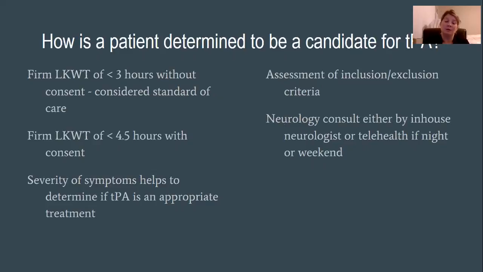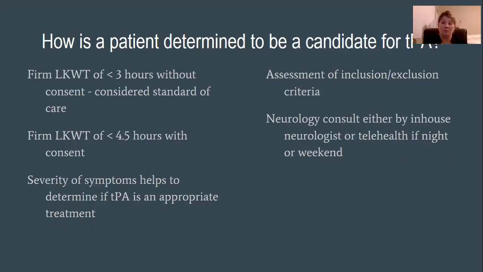Other things that need to be determined are the severity of symptoms to determine if TPA is an appropriate treatment, and that is determined based on an NIH stroke scale. Also, assessment of inclusion and exclusion criteria. There's a long list of exclusion criteria that has to be evaluated for each individual patient. For example, if a patient has metastatic cancer, then that excludes them from TPA administration. If the patient has received TPA in the last 3 months or has had a hemorrhagic brain bleed in the last 3 months, that's also an exclusion.